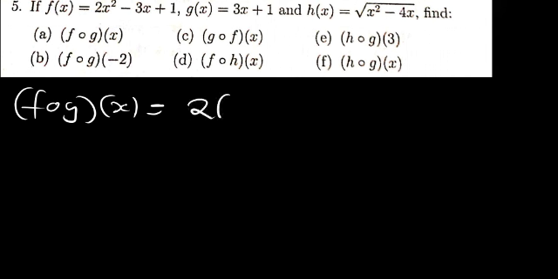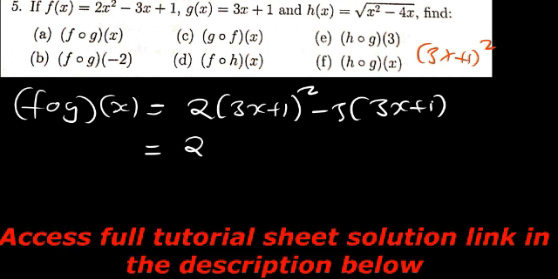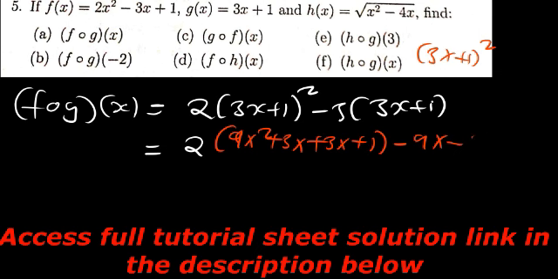So 2, where there is x, now we put g. g is 3x plus 1, minus 3 again, where there is x, so this is squared, don't forget. Then this one will also be 3x plus 1. We can now simplify this. We know that when we have something like this squared, it's the same as writing this twice. So it is 3x times 3x, which is 9x squared. 3x times 1 is 3x, 1 times 3x is 3x, 1 times 1 is 1. Then this one will be direct: negative 3 times that one will be 9x minus 3.